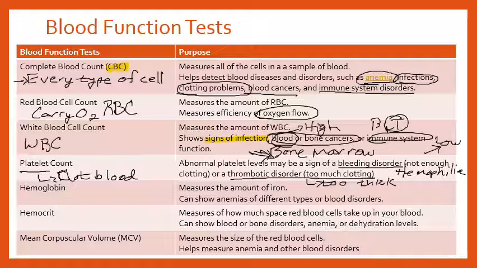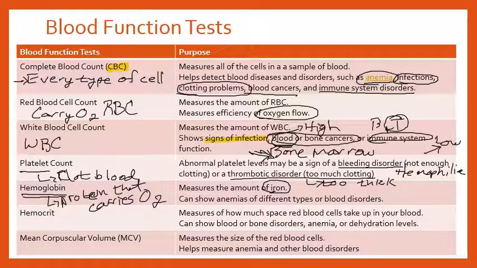Another thing they might look for is your hemoglobin. This is a protein that carries oxygen. It is the thing in the red blood cells that is actually carrying the oxygen. Hemo refers to iron because it has iron in it. And so you can measure the amount of iron by measuring the amount of hemoglobin. This is where the iron in your body goes.